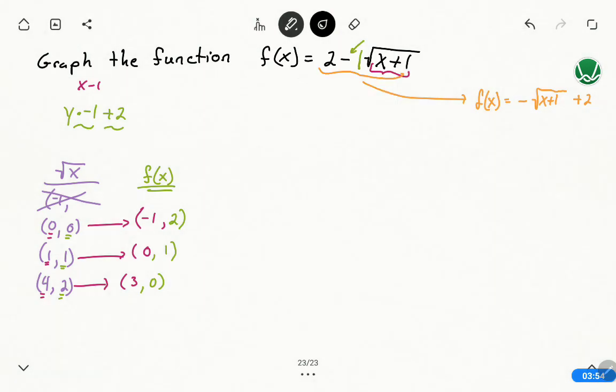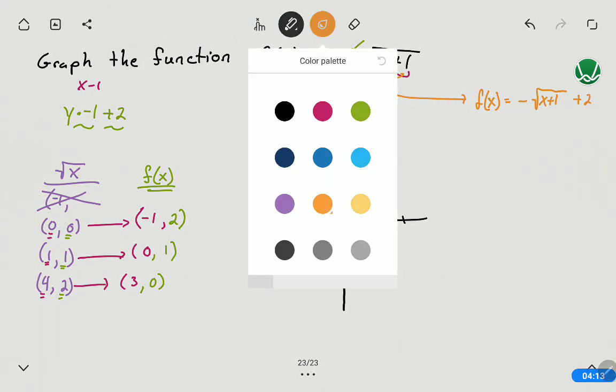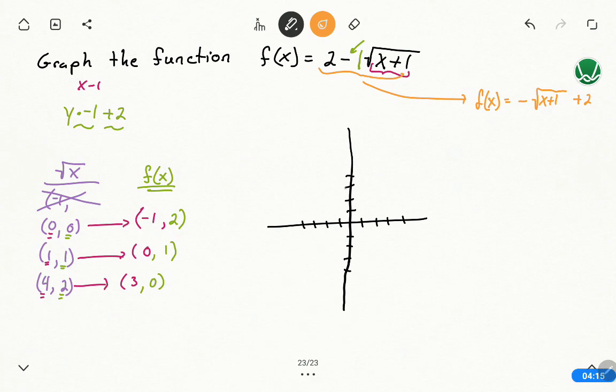Now we just need a coordinate plane so we can graph it. And I don't actually have a coordinate plane to import, so I'm going to roughly graph this as best as I can here. I'll just give myself 4 tick marks on each axis. I'll plot my points. So my points here are negative 1, 2, which is right about there, 0, 1, there, and 3, 0.